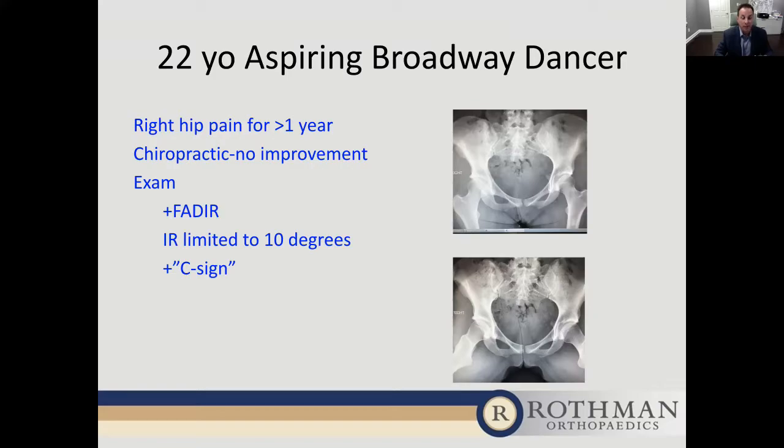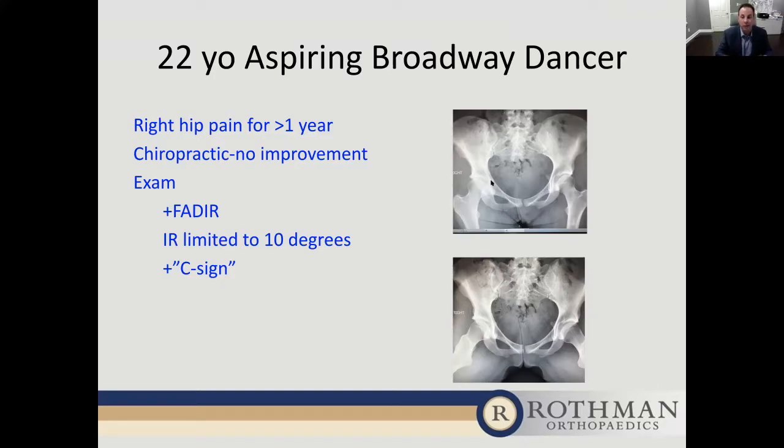She also had limited internal rotation. Oftentimes the cam lesions can cause a limited internal rotation. She also had what's called a C sign, which is where she puts her hand in this position and says it hurts both in the front and a little bit in the back, and she's kind of toggling between the front and the back of the hip joint.